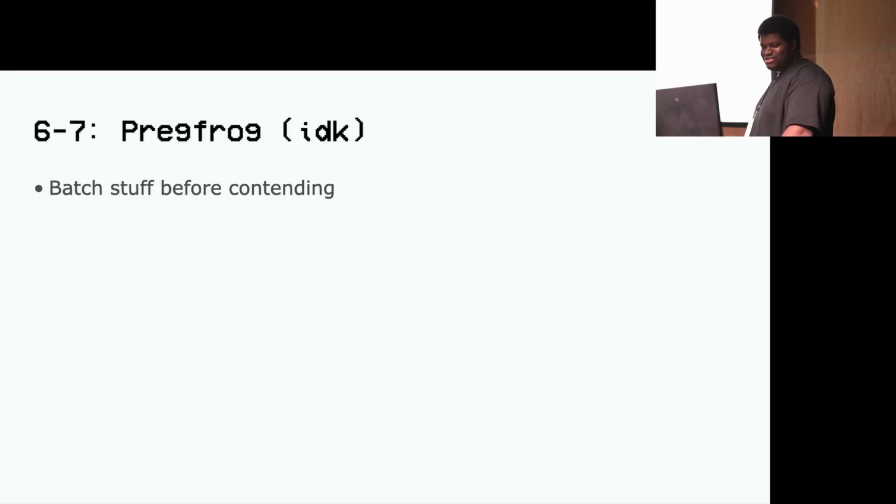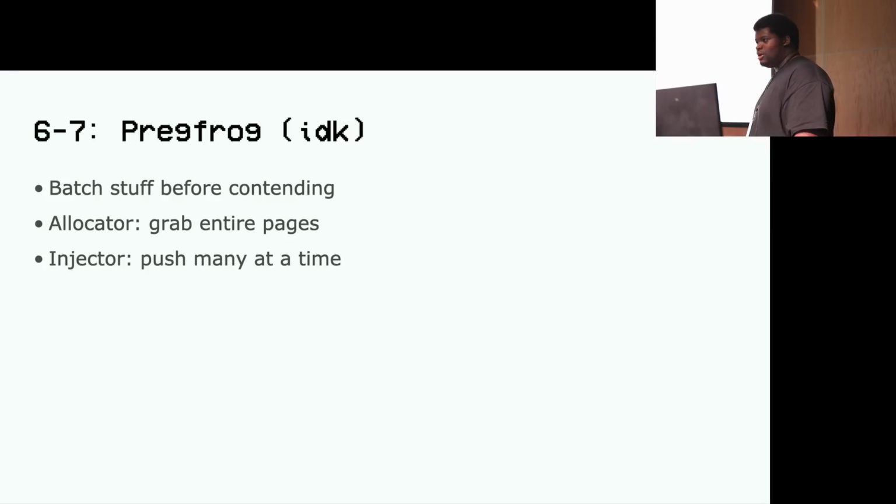Also, another way is to just batch stuff before contending. So instead of doing a push and locking the mutex, doing a push, locking the mutex, push like 5 things, then lock the mutex. So you don't have to do that every time. Allocators do this. Run queues do this. I don't feel like explaining those.